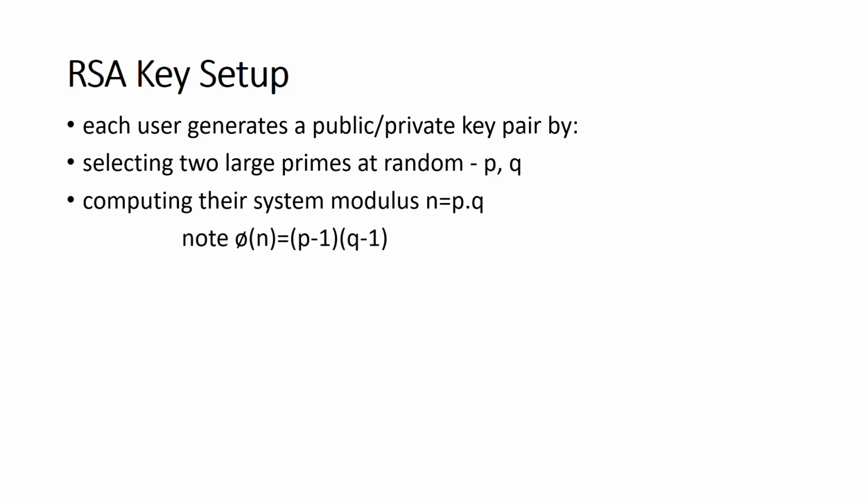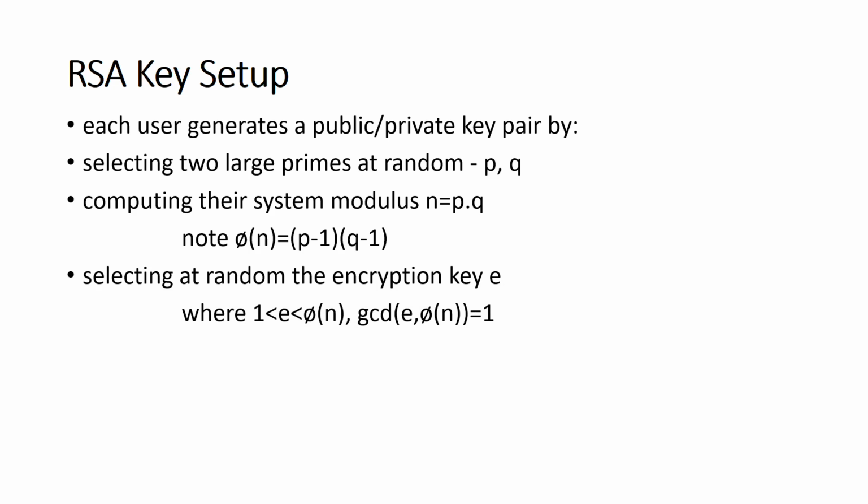Then we find phi of n. How can we find phi of n? It is (P minus 1) into (Q minus 1). Then we select a random encryption key E, where the condition is 1 less than E less than phi of n. We find a number whose GCD with phi of n is 1.